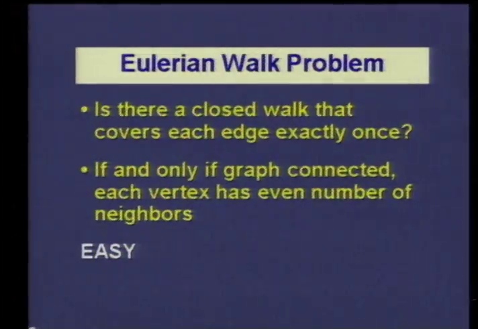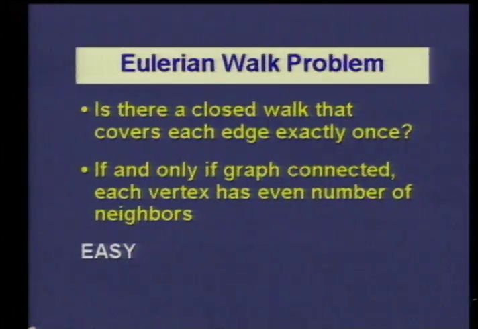A classic problem, which was first studied by the mathematician Euler in the 18th century, is the Eulerian walk problem. Given a graph, we ask, is there a closed walk that covers each edge exactly once? In other words, can you put your pencil down at a vertex of the graph and trace a chain of edges covering each edge exactly once and ending up back at the starting point? This seems like a difficult problem, but Euler discovered an elegant and simple criterion for its solution.